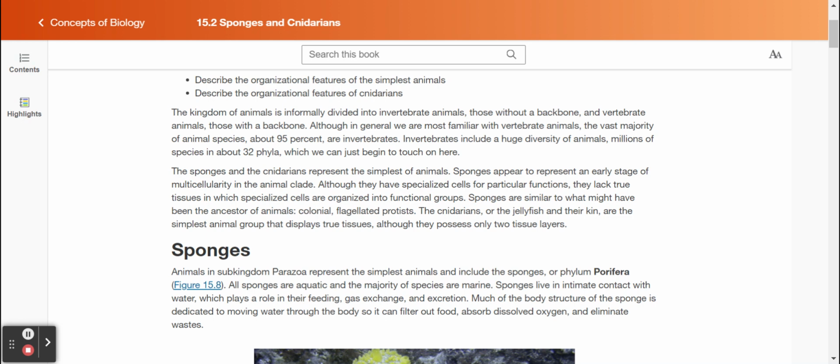Sponges appear to represent an early stage of multicellularity in the animal clade. Although they have specialized cells for particular functions, they lack true tissues in which specialized cells are organized into functional groups. Sponges are similar to what might have been the ancestor of animals, colonial flagellated protists. The cnidarians, or the jellyfish and their kin, are the simplest animal group that displays true tissues, although they possess only two tissue layers.